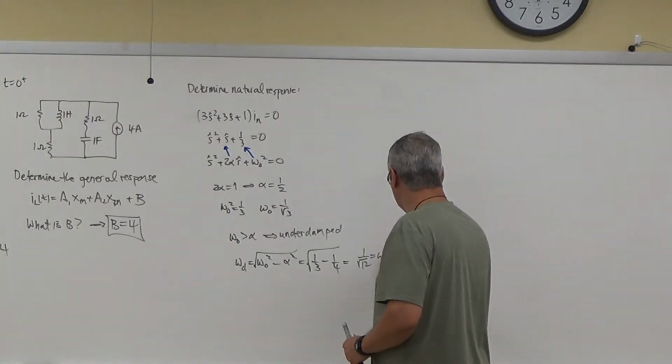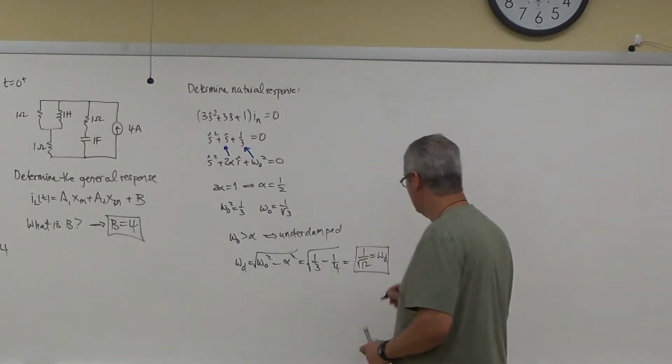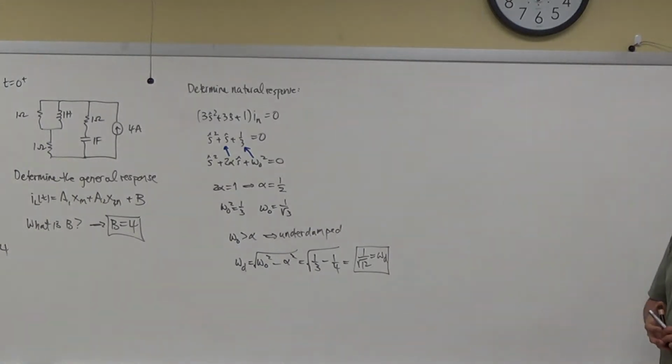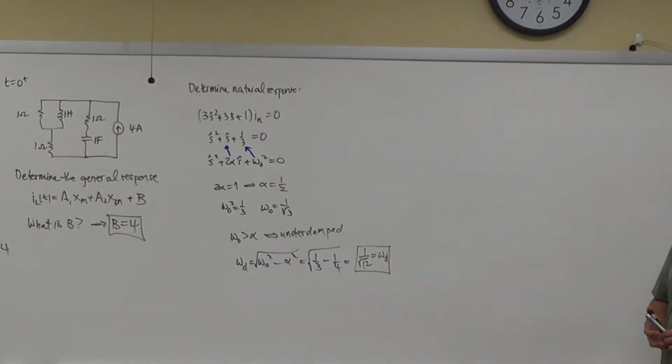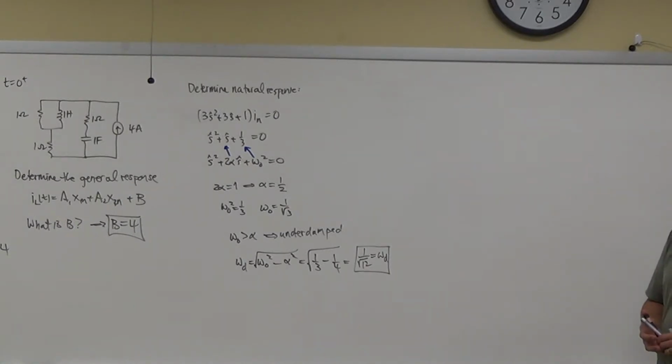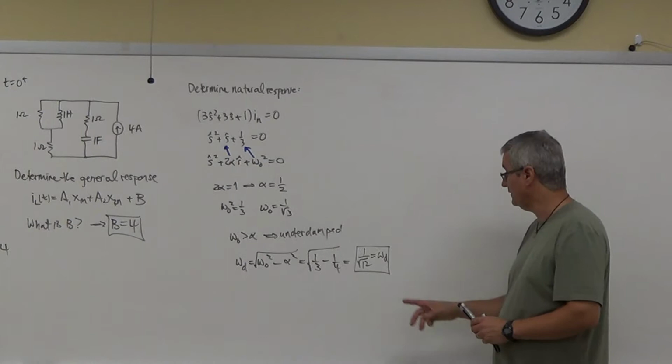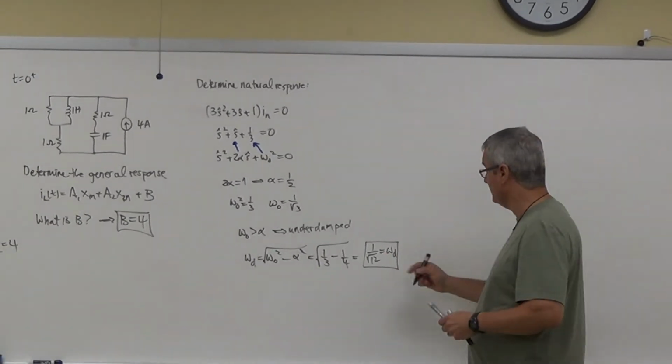So now I have omega d. In fact, I could write it, I guess, as 2 times the square root of 3, something like that. Yeah, I could do that, but I'm not going to do that. I'm going to leave it right there.